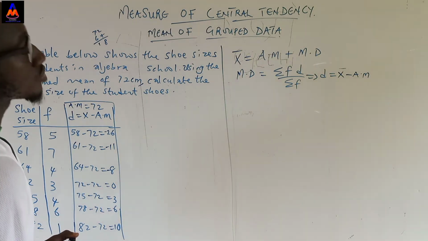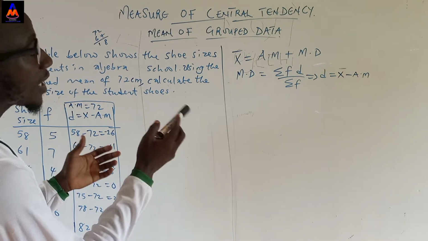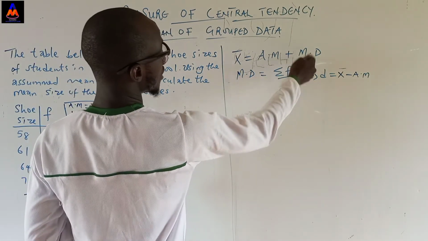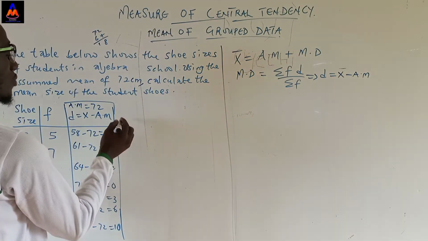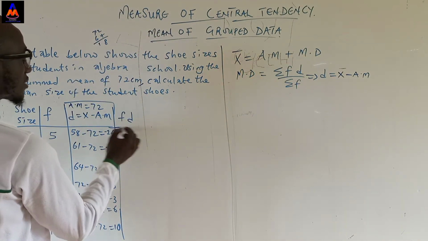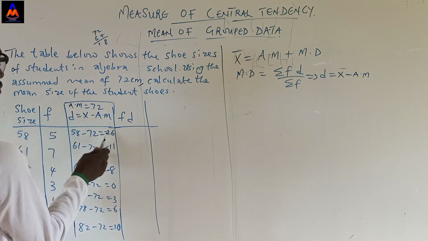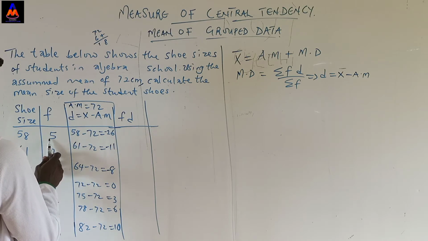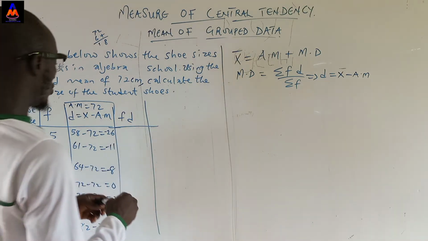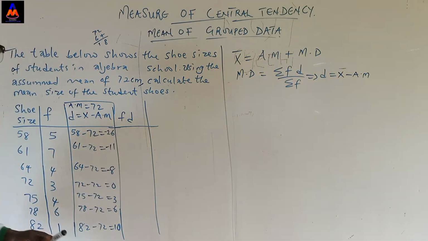So the next thing we have to do is to find FD according to this formula. We look for FD, that is the product of your frequency and your deviation here. That is, you are multiplying 5 times minus 26. Let me do this and get back to you.